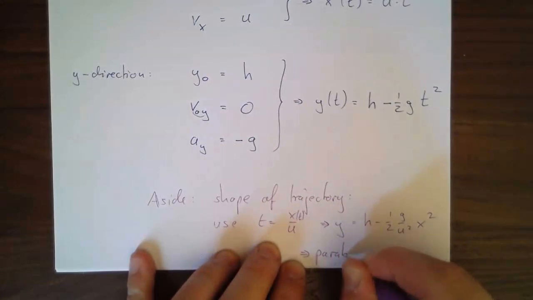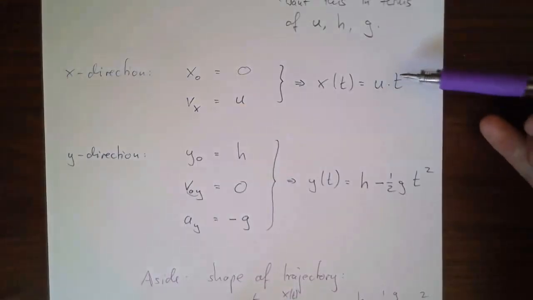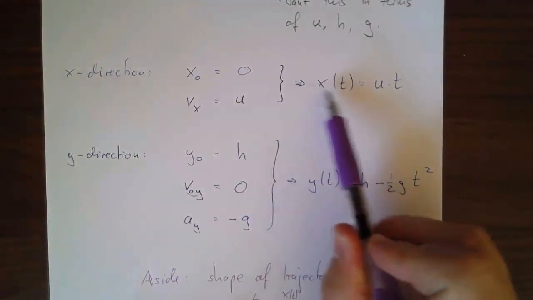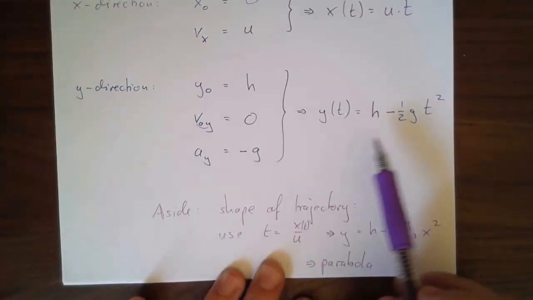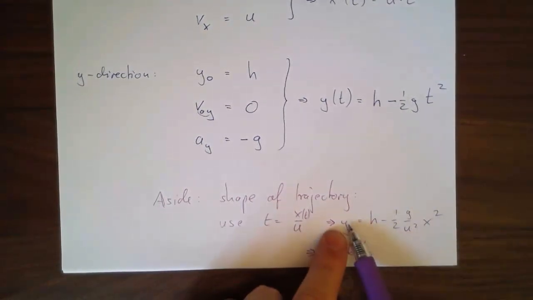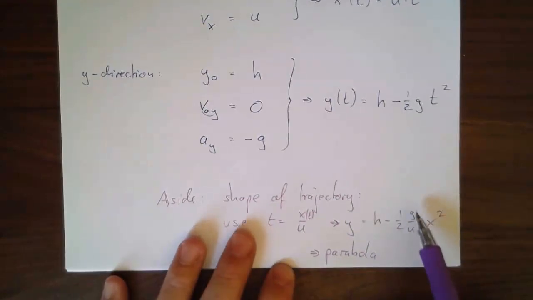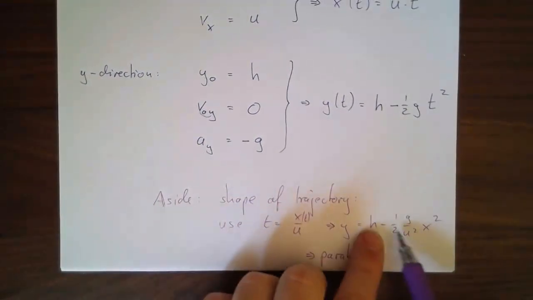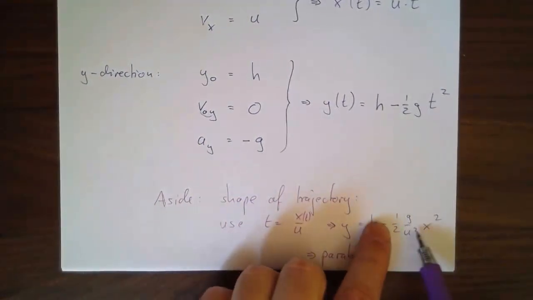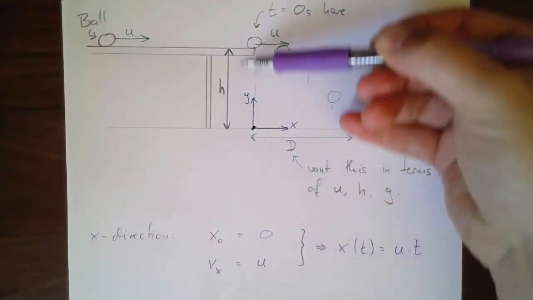So the shape that this type of motion describes, where one direction is constant velocity and one direction is constant acceleration, is going to be a parabola. Because here what is this saying? It's saying, look, your height above the ground as a function of how far to the right you are, the x position, is given by an upside down parabola, minus something times x squared, and then you add a constant, which just lifts the whole parabola up.